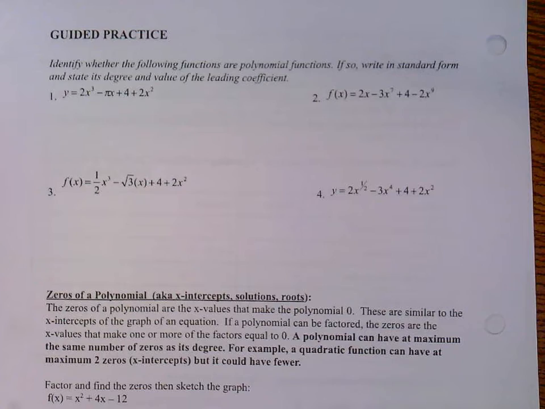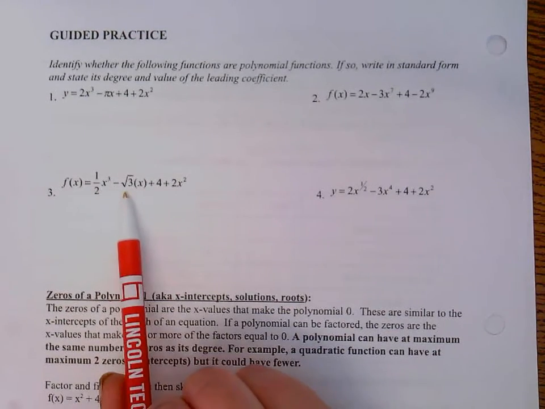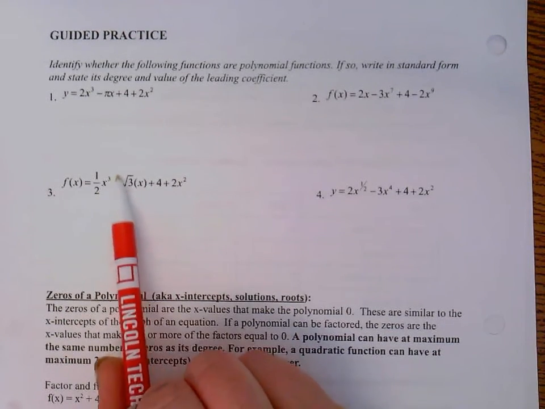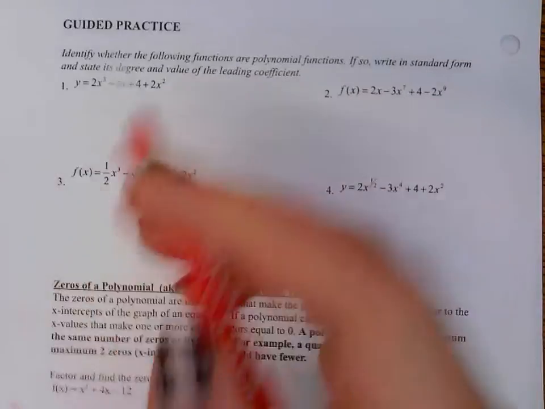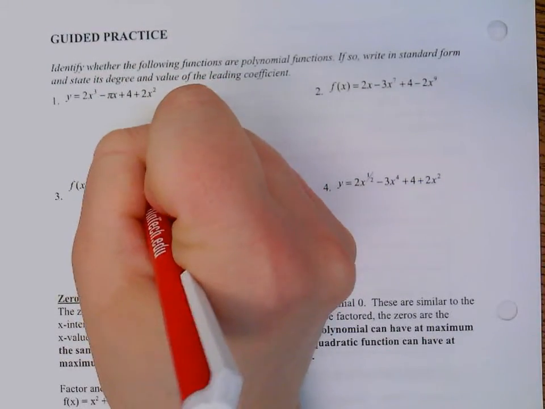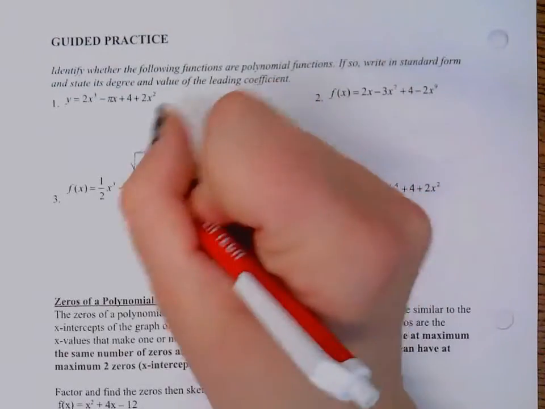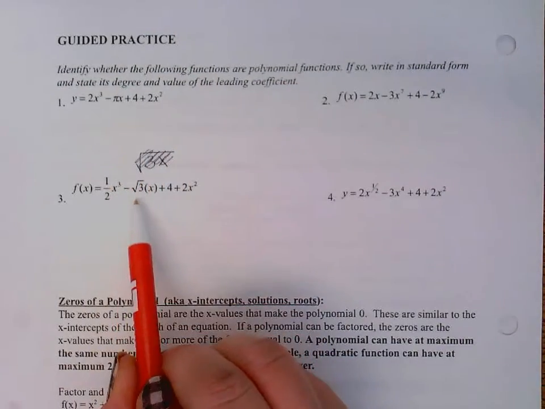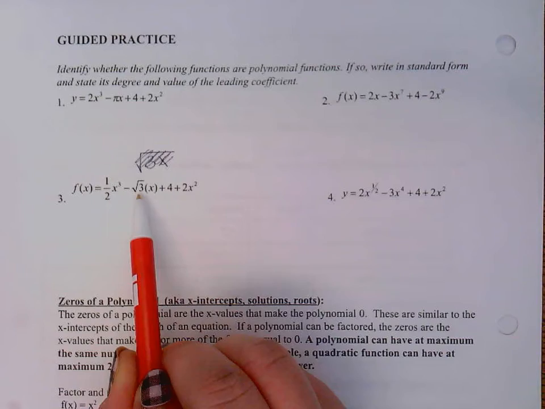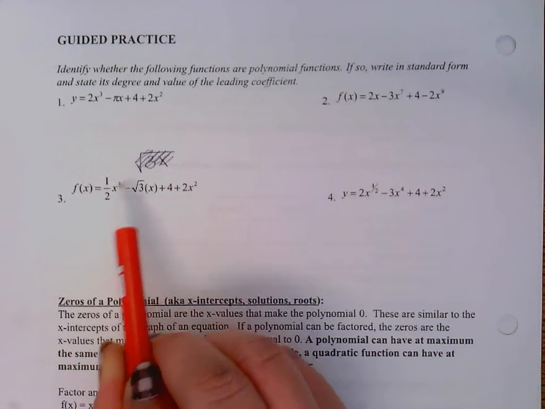3 actually passes. Are you thinking of this square root of 3? So this is actually also irrational. If it had been the square root of 3x and the x had been under the square root, it would have failed. But because the square root of 3 is just the number 1.7, it actually passes.